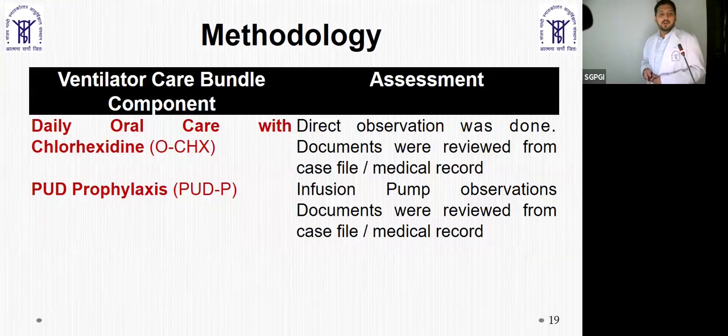The fifth component, daily oral care with chlorhexidine. This was assessed by direct observation and document review. The sixth is peptic ulcer disease prophylaxis, or also called stress ulcer prophylaxis. In this, we observed infusion pump or documents were reviewed for the same.